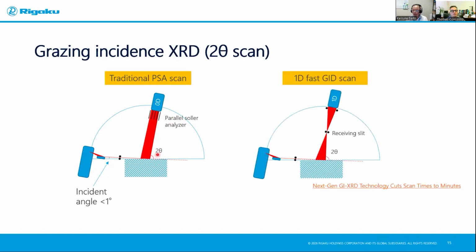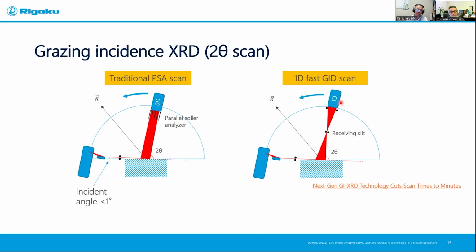The other option might be the 1D fast GID scan. This was newly developed, and I just put the link to our YouTube video. This provides much more intensity because the detector is scanned in 1D mode. Diffracted beams are focused on the receiving slit. This provides intensity, and in this case the detector is 1D, which means much faster.